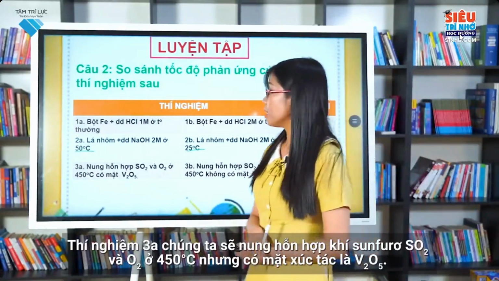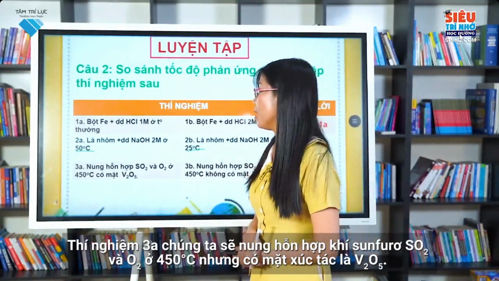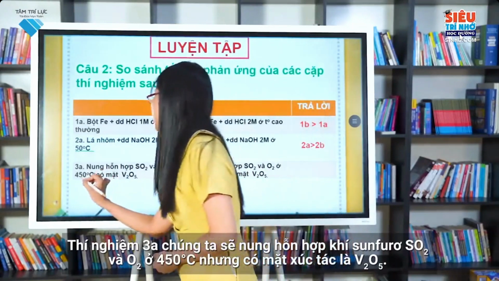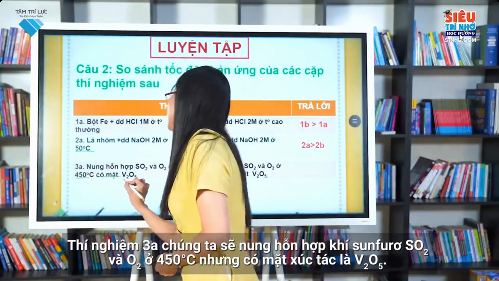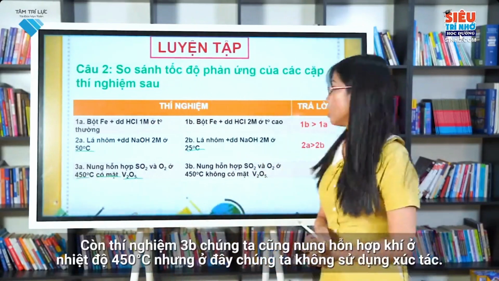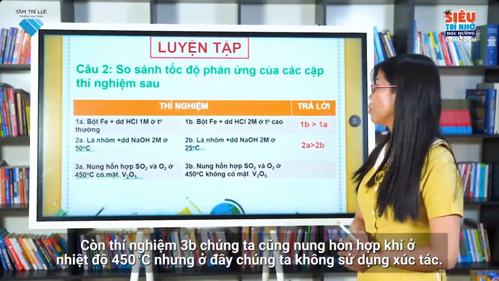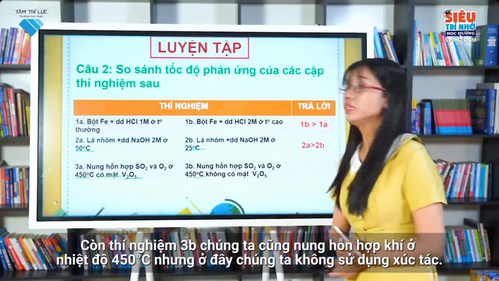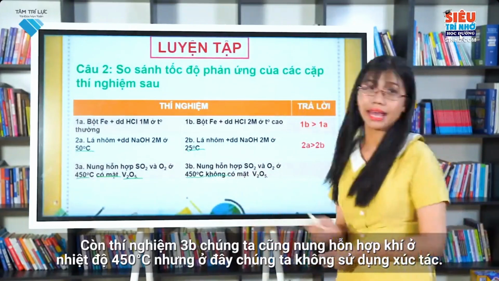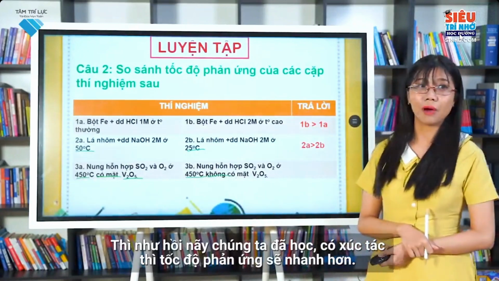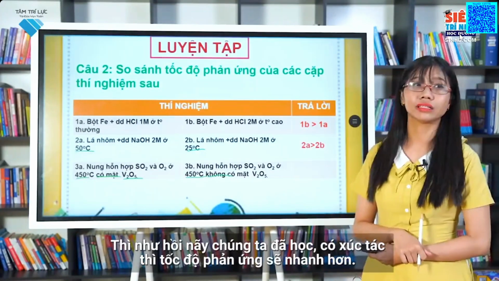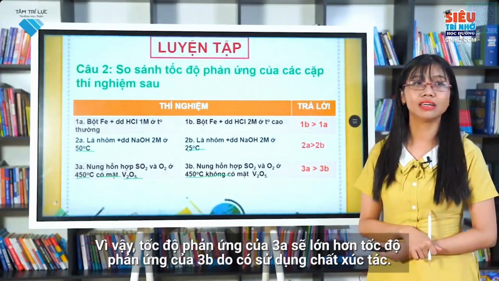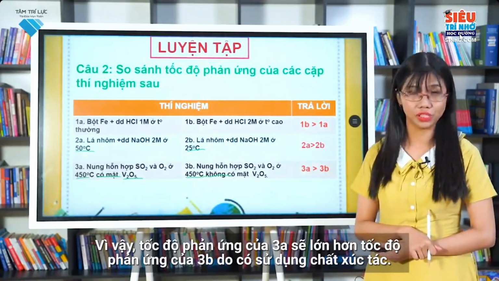In reaction 3A, we will heat the gas mixture of SO2 and O2 at 450 degrees Celsius. The reaction is catalyzed by V2O5. In reaction 3B, we will do similarly to reaction 3A without a catalyst. As we've learned, the catalyst makes the reaction rate run faster. Therefore, the rate of reaction 3A is faster than that of reaction 3B since reaction 3A has a catalyst.